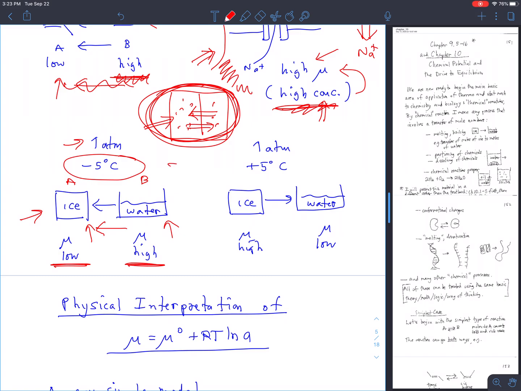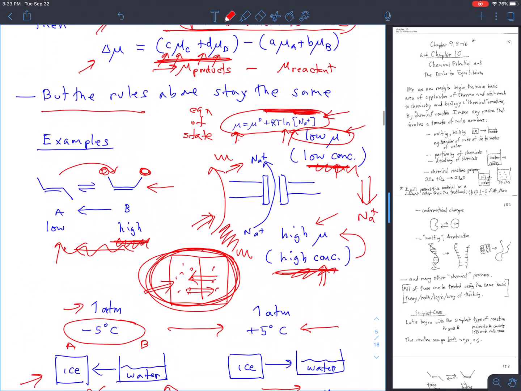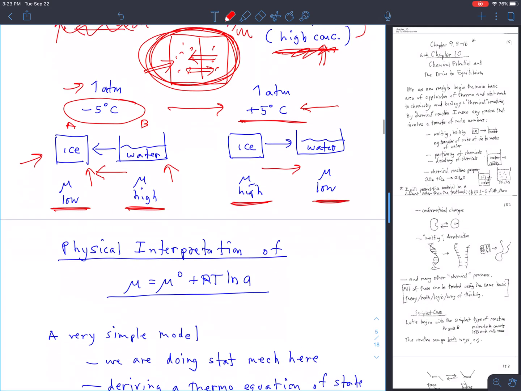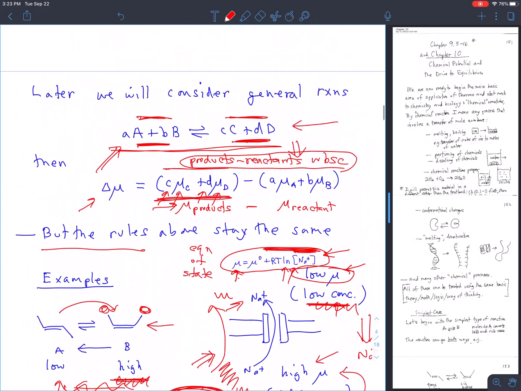On the other hand, if we change the temperature, go up by 10 degrees to plus 5 degrees centigrade, now the ice is the unstable state and the water is the stable state, and moles will transfer the other way. So which way we're going, which is actually the high chemical potential state and which is the low chemical potential state, depends on temperature, among other variables: temperature and pressure and other things, properties of the molecules and so on. All right. So that's the basic rule.